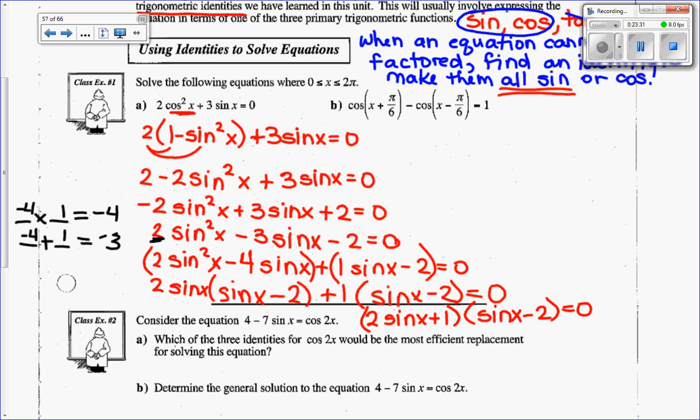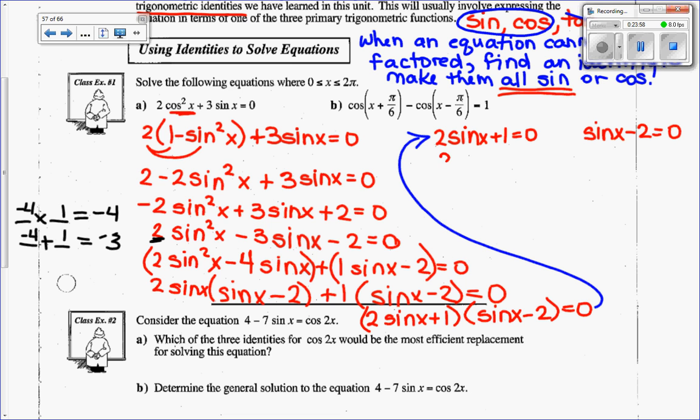I'm going to go up here to finish this question. So now, like any function or expression that I've factored, I have to set both factors equal to 0. So that means 2 sine x plus 1 equals 0, and sine x minus 2 equals 0. And so this will be 2 sine x equals negative 1, sine x equals negative 1 over 2, and this one sine x equals 2.